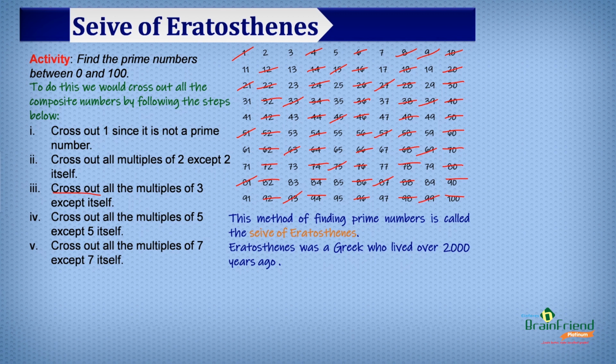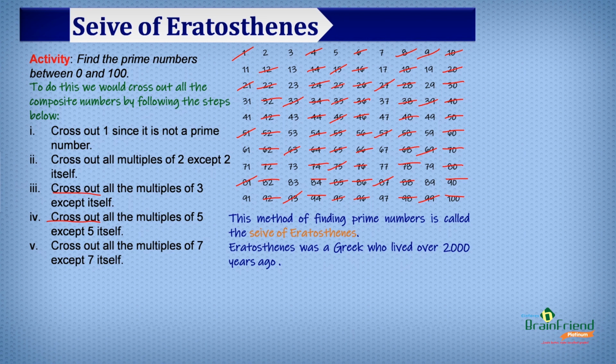So we go to the next instruction, cross out all the multiples of 5 except 5 itself. Apart from 5, we are going to cross out everything under 5. 15 has been crossed, we cross 25, we cross 35, we cross 55, we cross 65, 75 has been crossed, we crossed 85, we crossed 95. Another multiple of 5 we have are the numbers under 10, but they've all been crossed out.